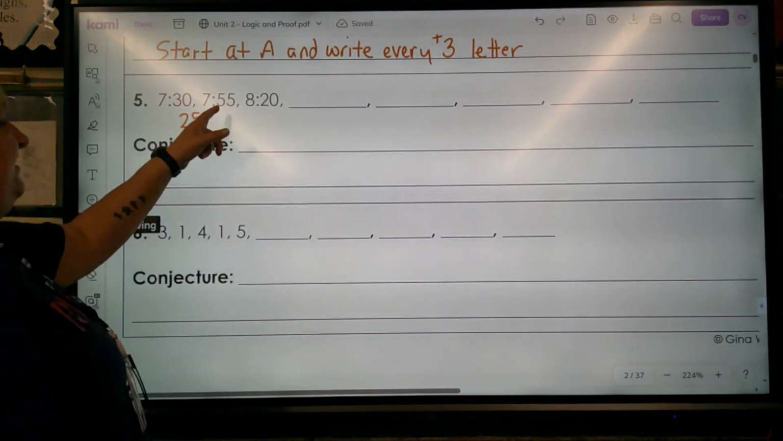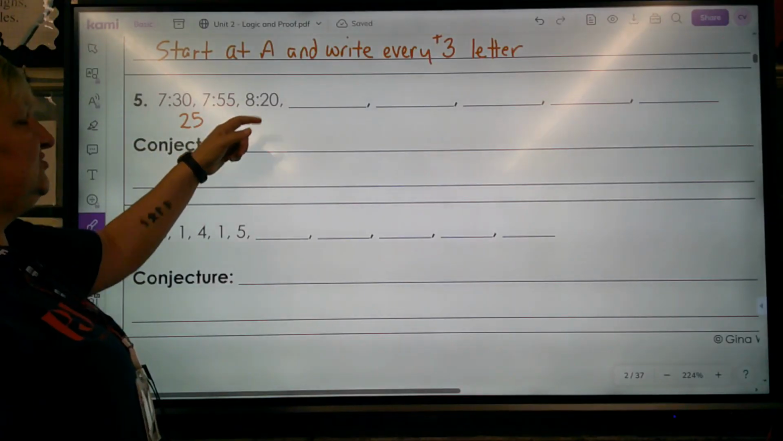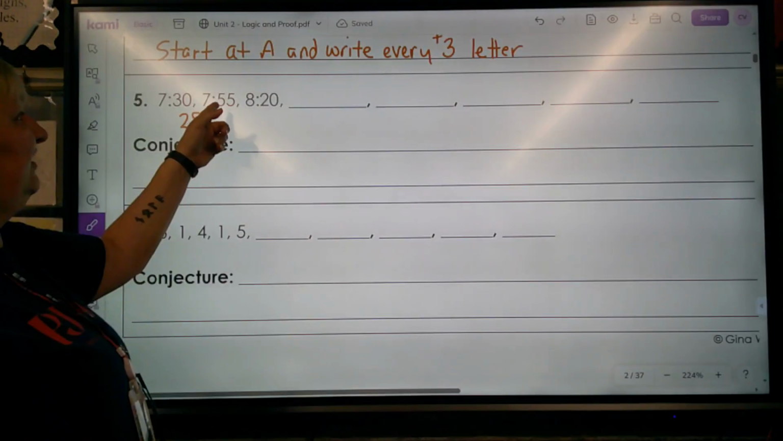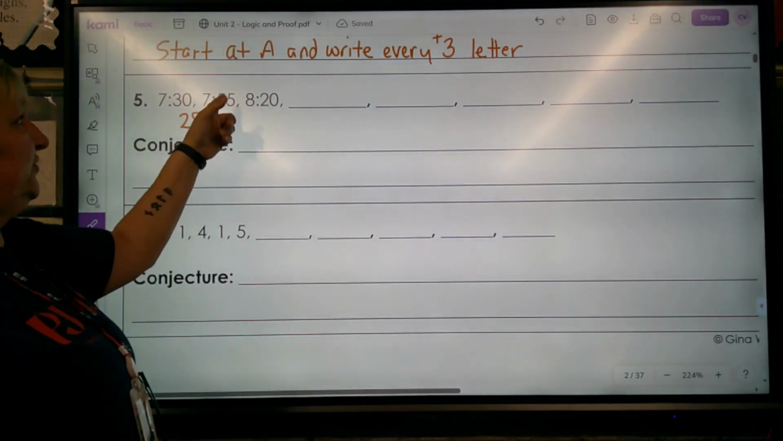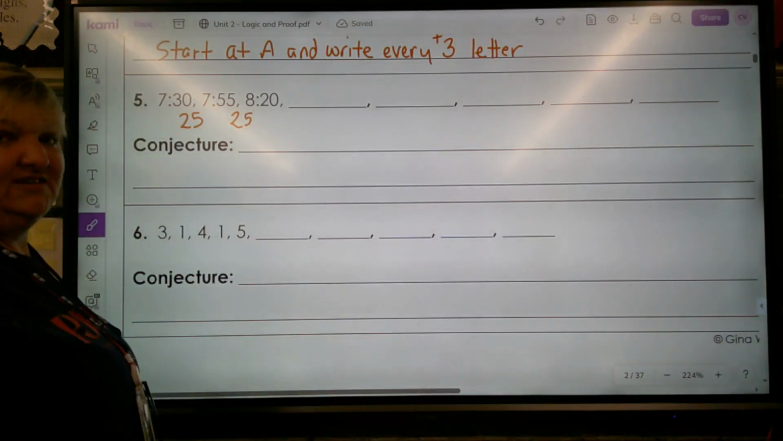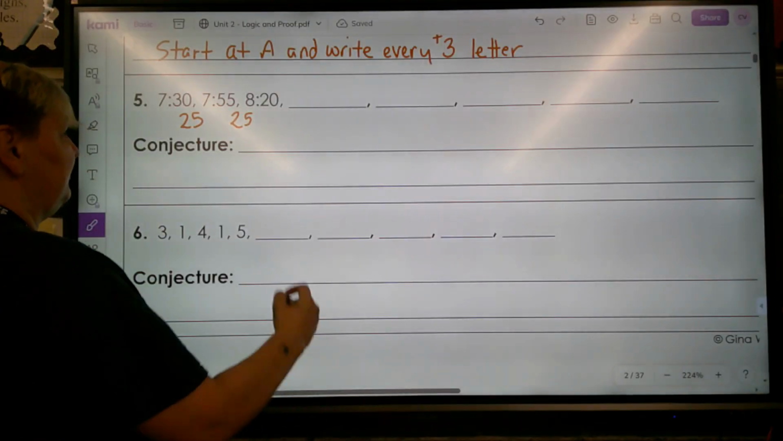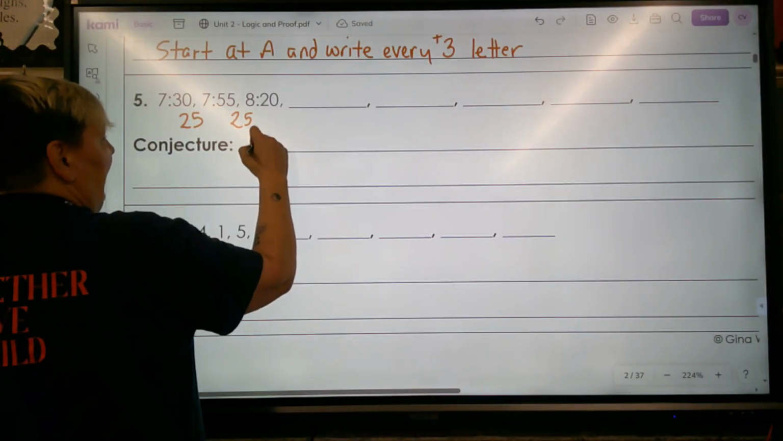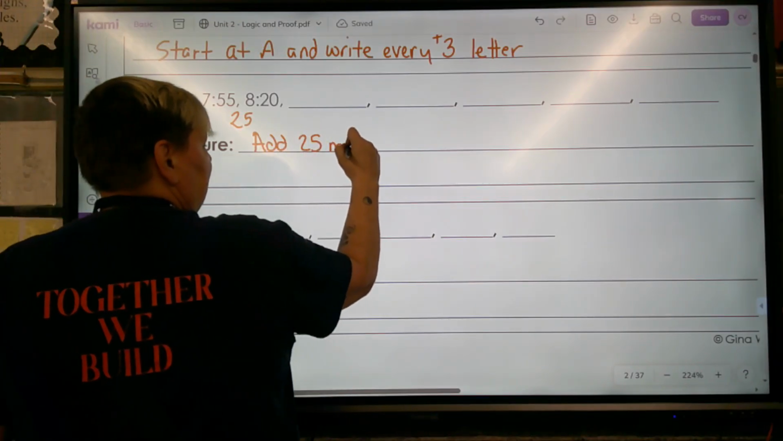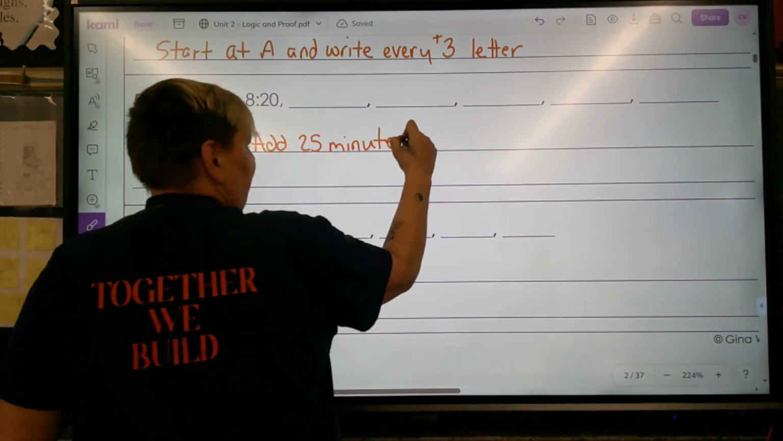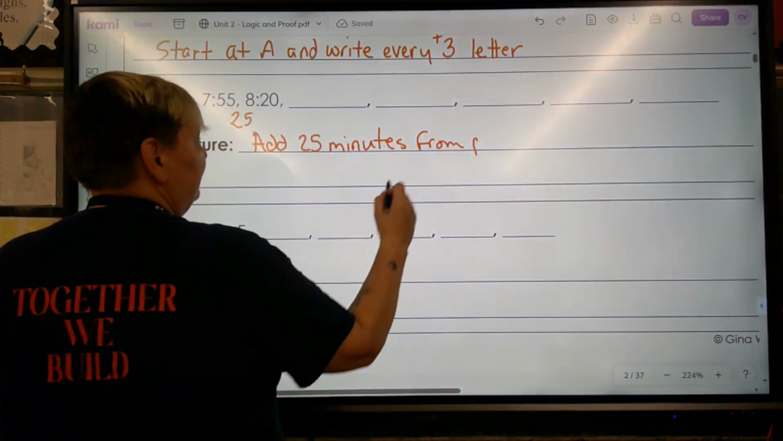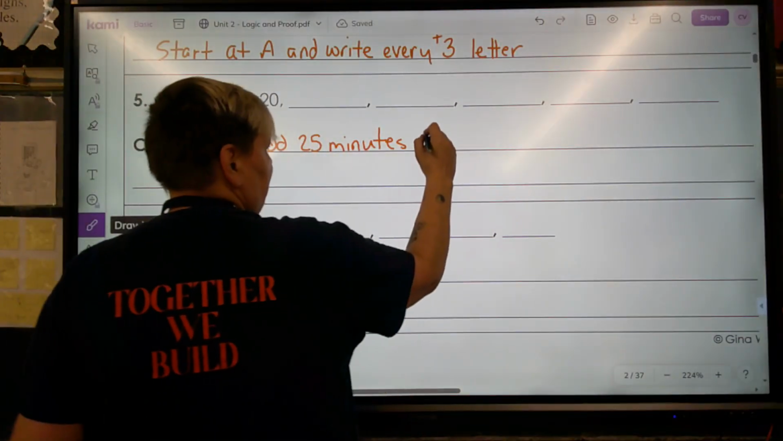Now, from 7:55 to 8:20, we have 5 to 8 o'clock, and then 20, so 25. Again, 25 minutes passed. So what's our theory? What's our conjecture? Add 25 minutes from previous time.